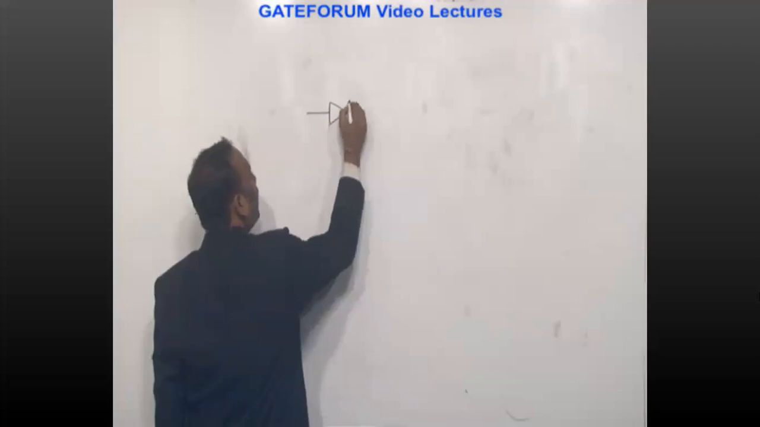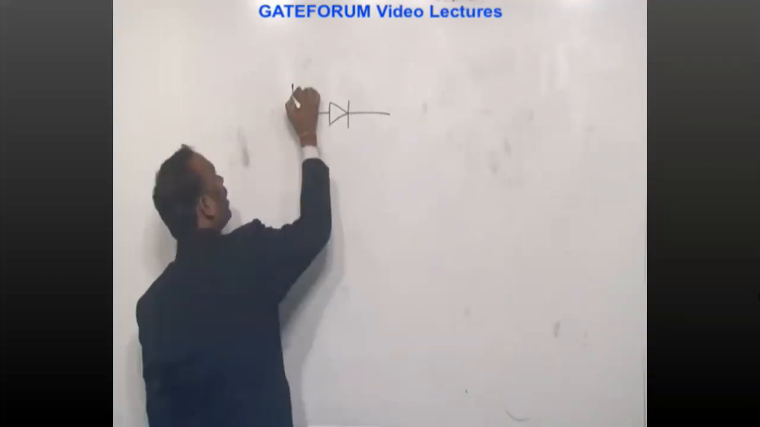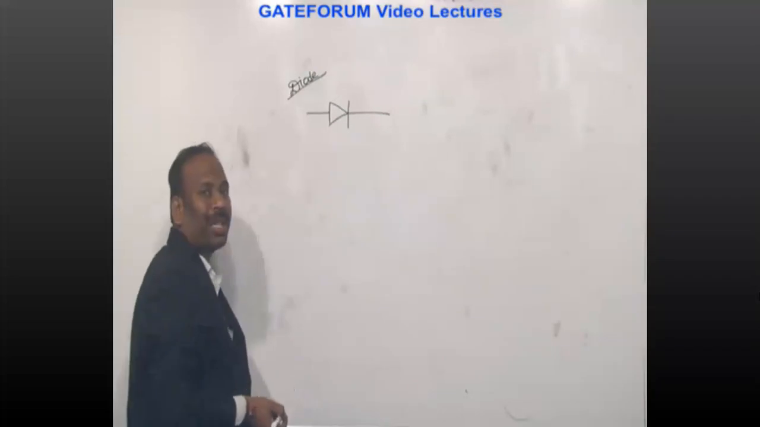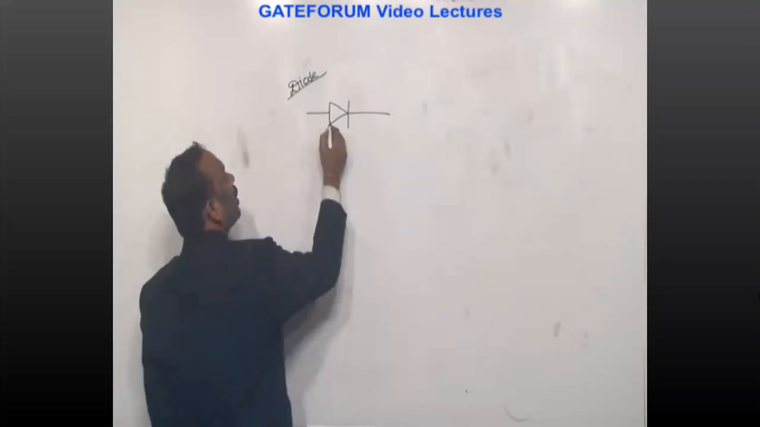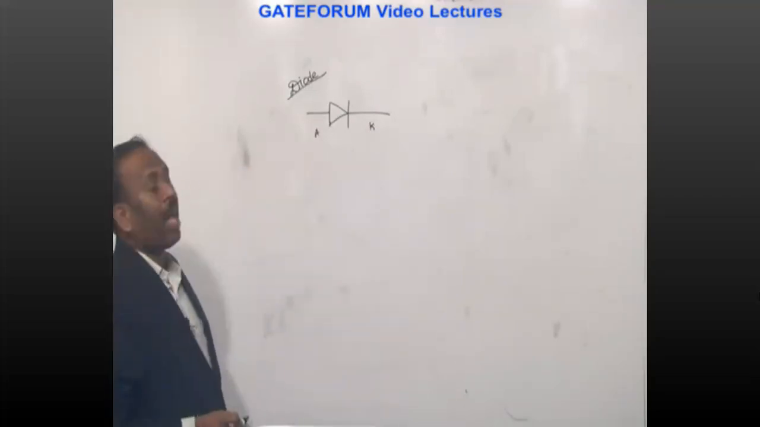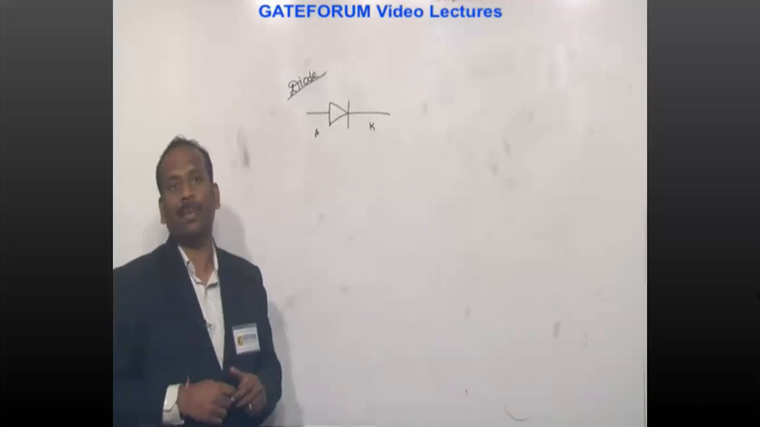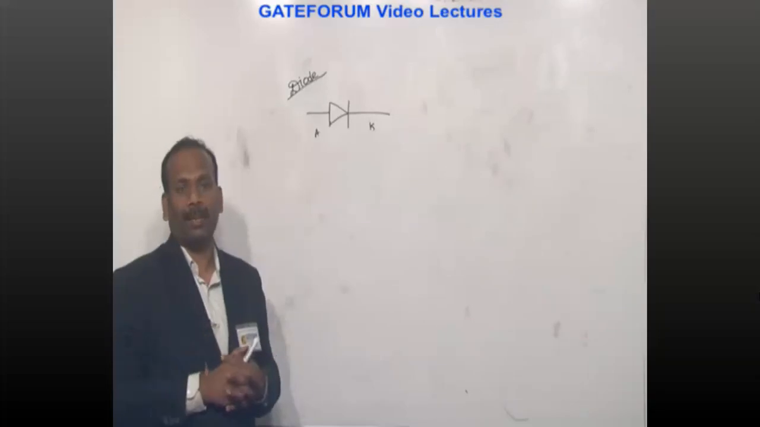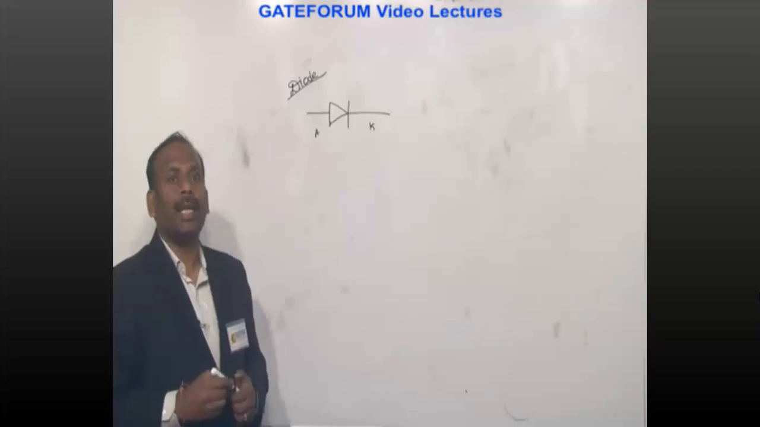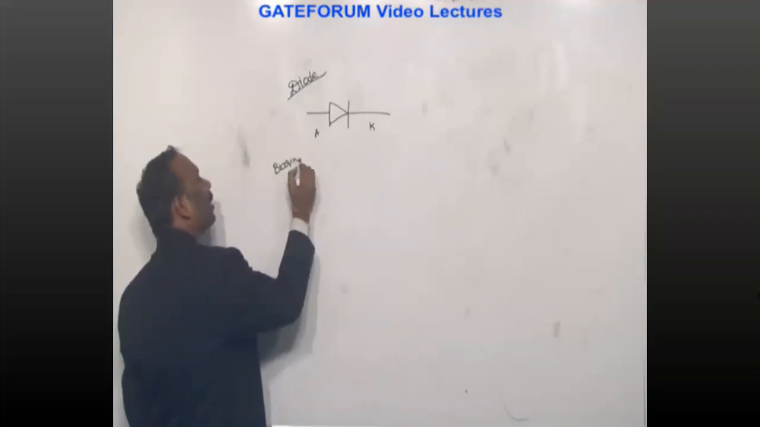This PN junction is also called a diode. Diode means a two-terminal device. This is called anode, this is called cathode. Under unbiased, open circuit condition, current is zero because of the barrier. So what is the use? Current is zero, no use. Therefore what we are going to do is go for biasing.